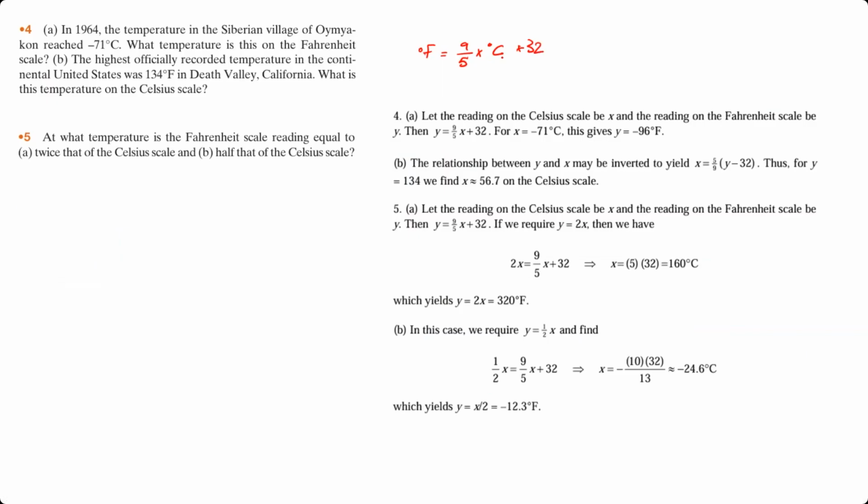So if I'm given the temperature in degrees Celsius, I'll just substitute that here. I'll put minus 71 plus 32, and I'll find the degree Fahrenheit unit. You will get minus 96 degrees Fahrenheit.